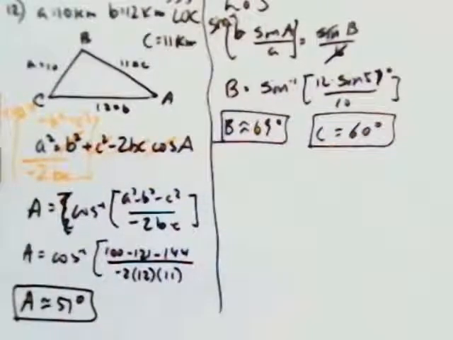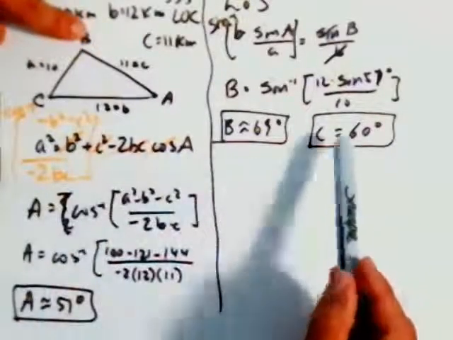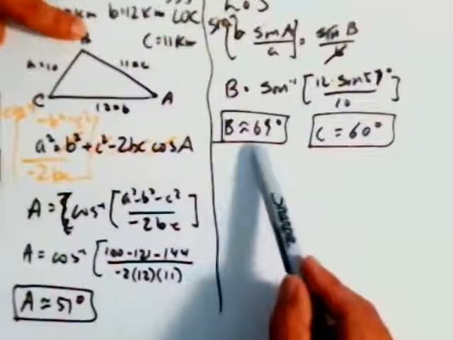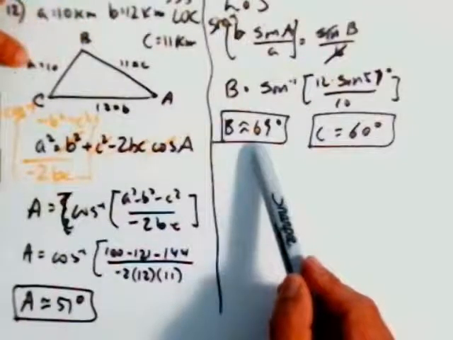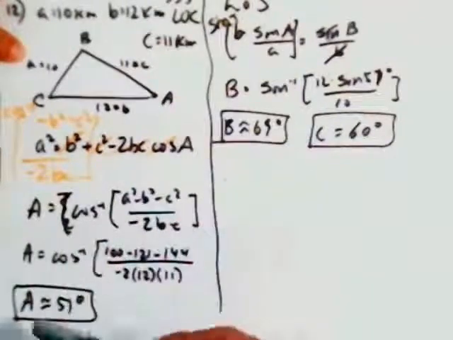I'm going to do a real quick check on this. The biggest side was B right there. Out of these three, the biggest side was B. The smallest side was A, yes, right there, and so the smallest angle should be A, 51. Yep, it all worked out.